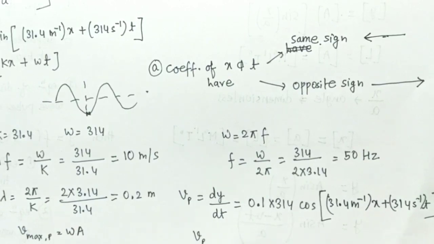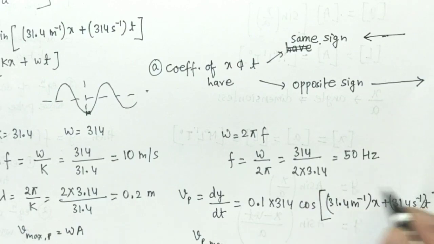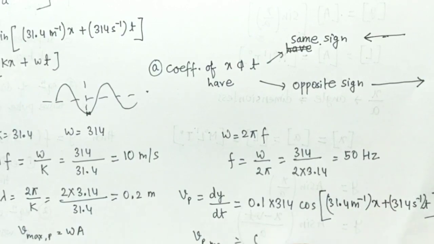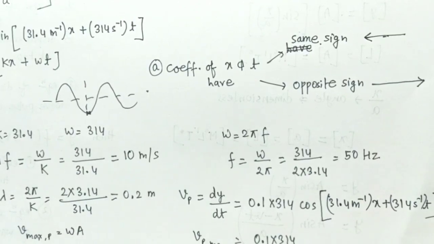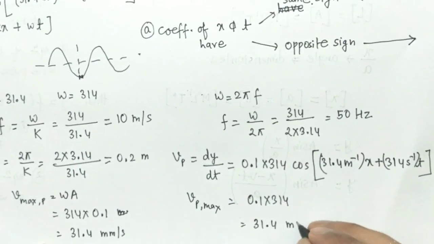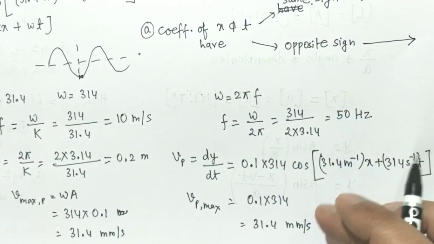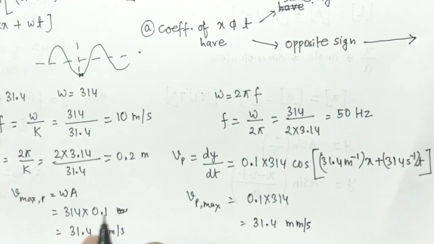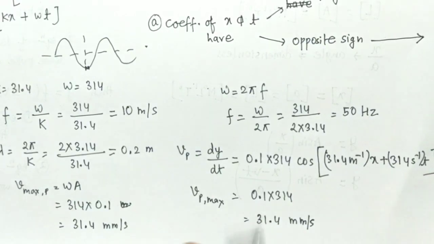So this is the general equation of velocity of a particle. What is the maximum speed? The maximum of cos is 1. So this will be equal to 0.1 into 314, which again becomes 31.4 millimeter per second. So we are getting the same answer either by applying the concept of simple harmonic motion or by applying the general concept of the wave. Thank you.